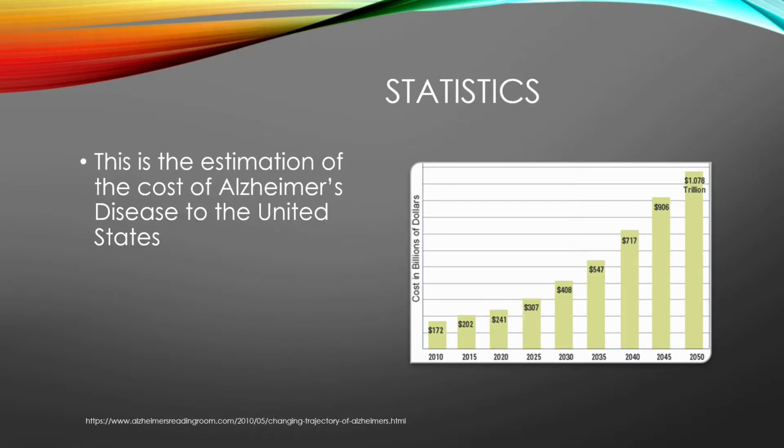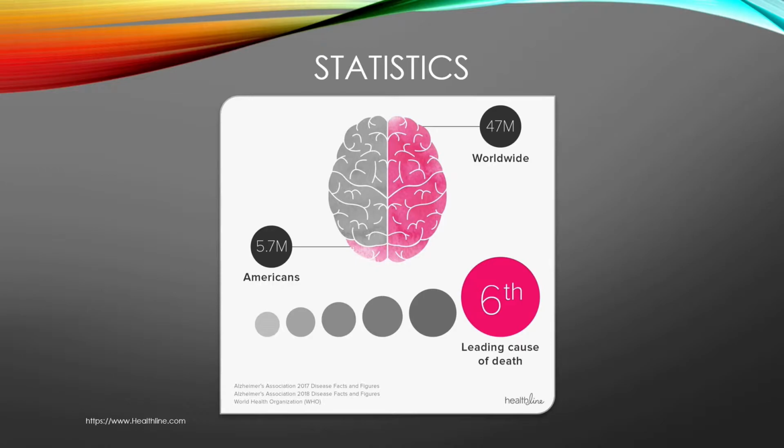$408 billion. And if this goes on until 2050, it's going to be $1,078 trillion. And that's the very last bar that we have right there. That is going to cost the US a lot. So it's something that we need to know about. Statistics, again, we know it's the 6th leading cause of death. And we know 5.7 million Americans have it. And in the whole world, you have 47 million people that actually have it.